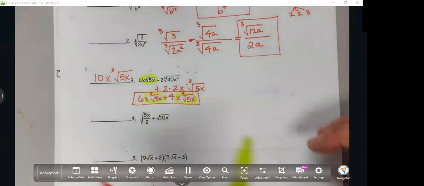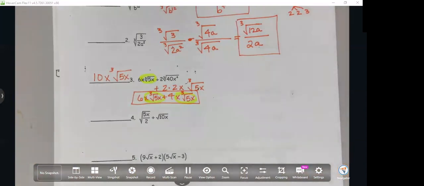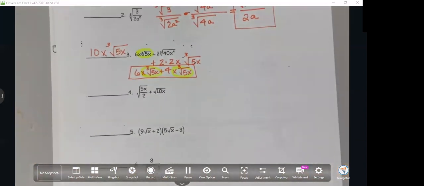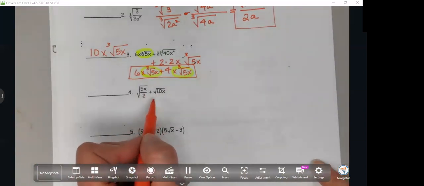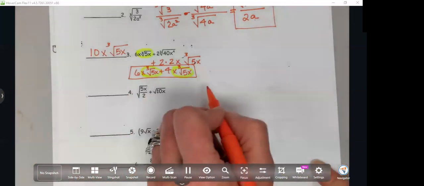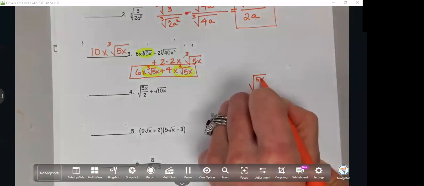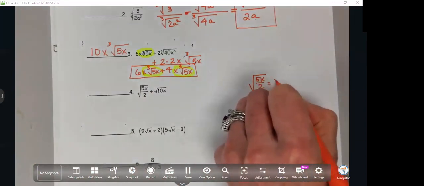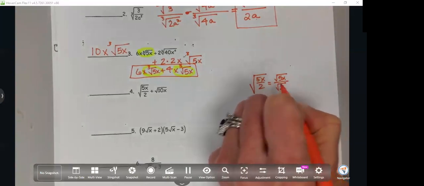This, and I get 10x cube root 5x. Moving on. Now I need to add these. The first thing I need to do is rationalize this denominator. So I'm going to take 5x divided by 2 and change that to the square root of 5x divided by the square root of 2.